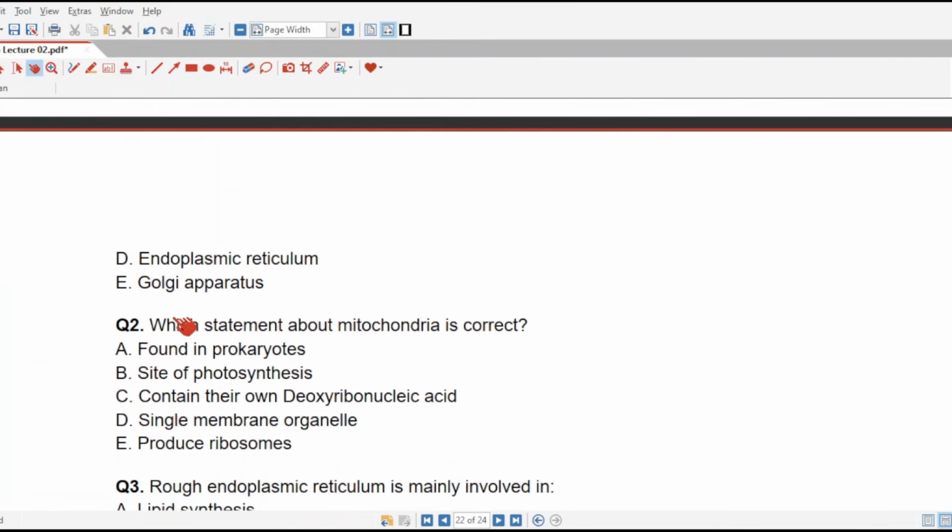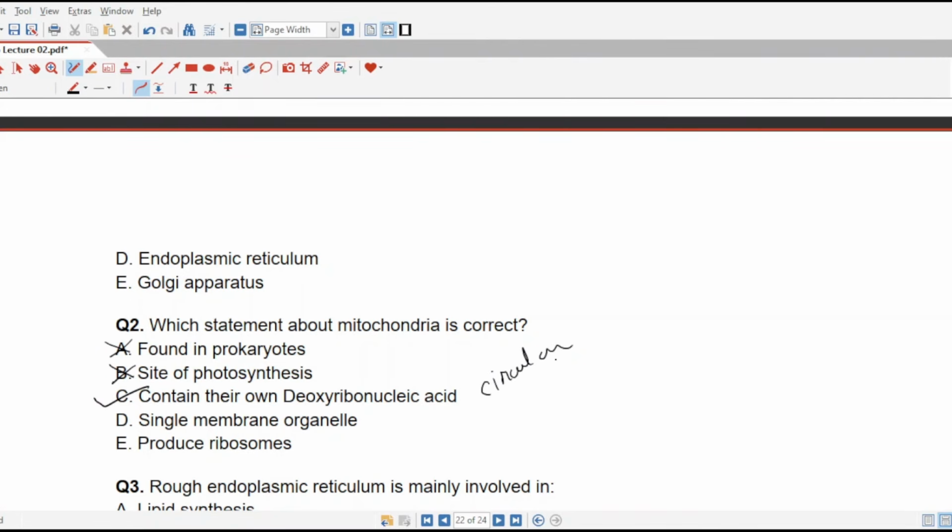The second question, which statement about mitochondria is correct? Mitochondria are actually only found in eukaryotes, and mitochondria are responsible for respiration. So the first one, found in prokaryotes, is false. Site of photosynthesis, no. Actually, chloroplast is the site of photosynthesis. The third option, they contain their own DNA. This is true, and their DNA is circular.